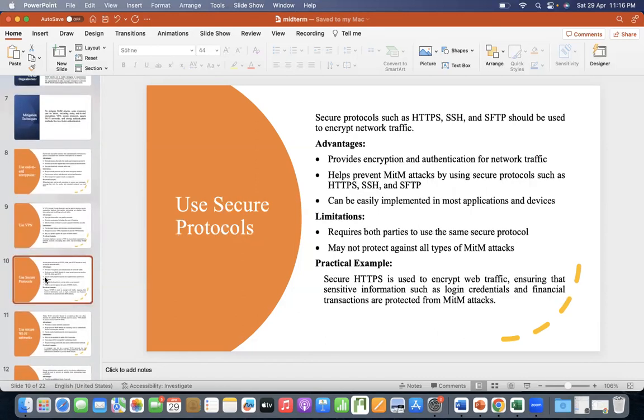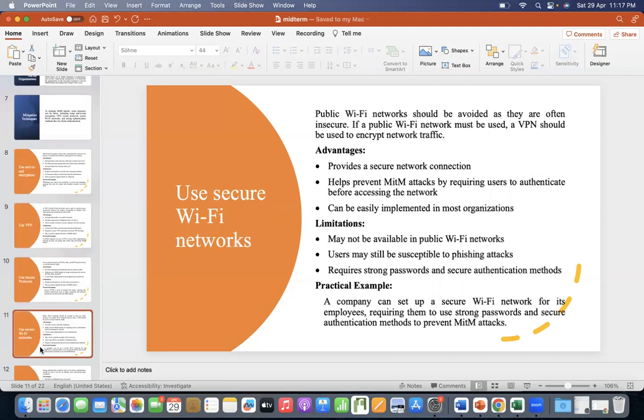Coming to secure protocols, HTTPS, SSH, and SFTP should be used to encrypt the network traffic. A practical example is HTTPS, which is used to encrypt web traffic, ensuring that sensitive information such as login credentials and financial transactions is protected. And secure Wi-Fi networks: public Wi-Fi networks should be avoided as they are often insecure, and a VPN should be used to encrypt the network traffic.